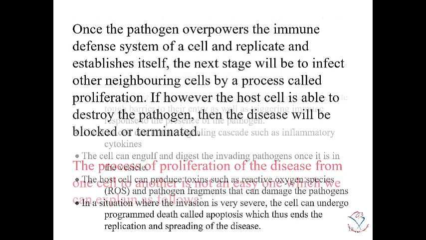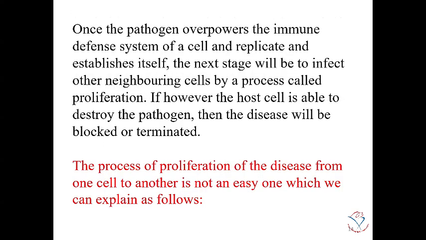Now, when we have seen this, we say once the pathogen overpowers the immune defense system of the cell, and replicates and establishes itself, the next stage will be to infect other neighboring cells by the process which we call proliferation. If, however, the cell is able to destroy the pathogen, then the disease will be contained. But where it cannot, by its own defense mechanism, the next thing the pathogen is going to do is to multiply into a large number. And when it does this, the consequence is that it will either destroy the cell by exocytosis, or it can release its content.